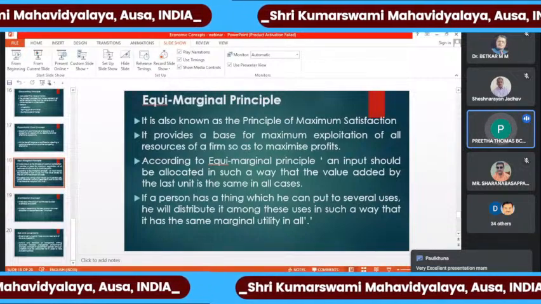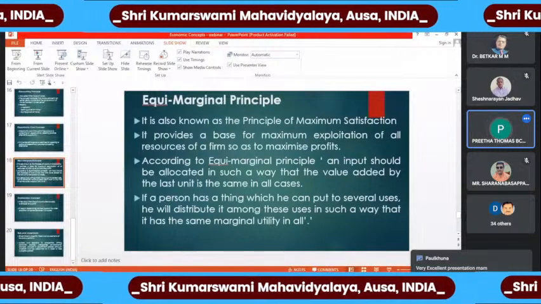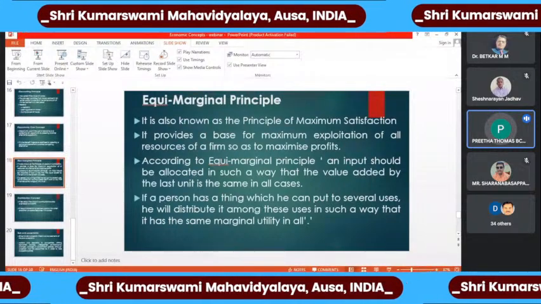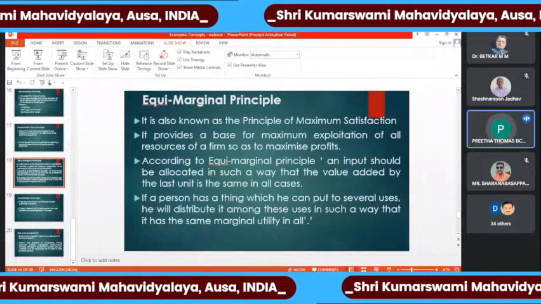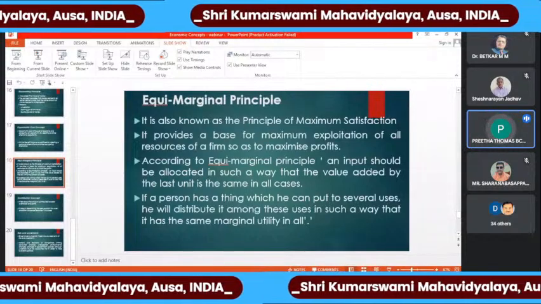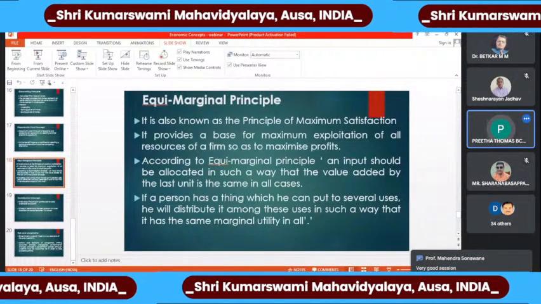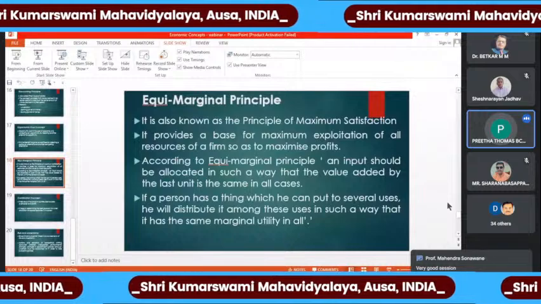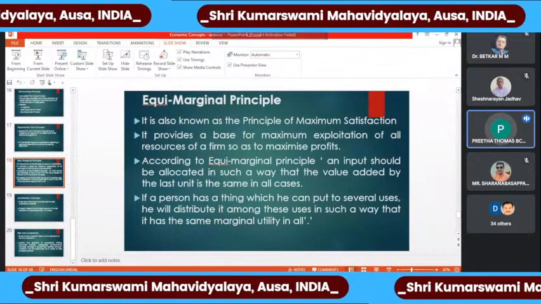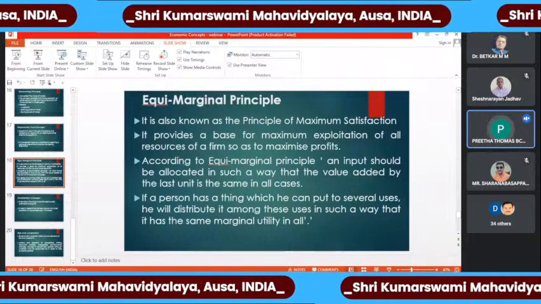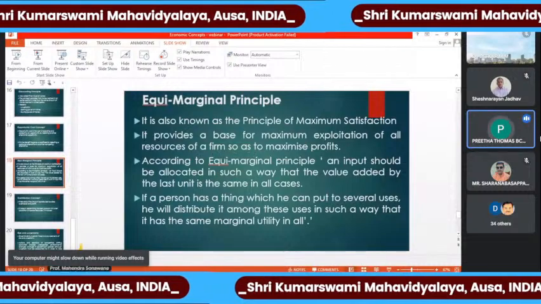The equi-marginal principle says that you have to allocate the resource in such a way that the value added by the last unit is the same in all cases, right? That means for a tough subject, I should give more days, and for an easy subject, I should give fewer days. So all the days are utilized properly. That kind of allocation is what is known as equi-marginal allocation. This again is a very important concept while taking decisions.